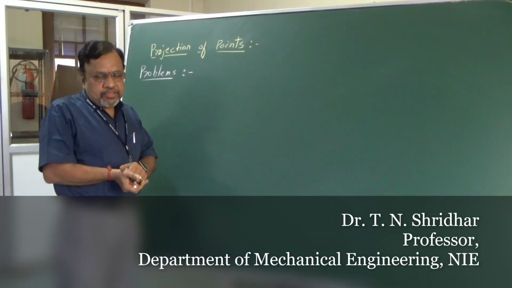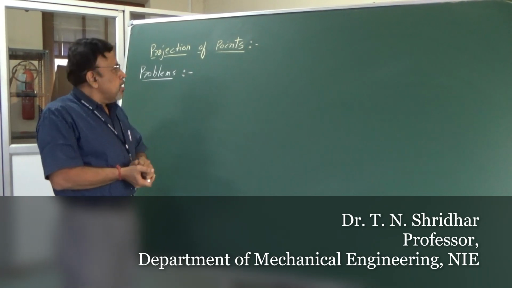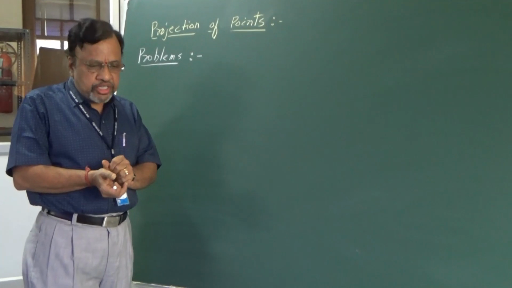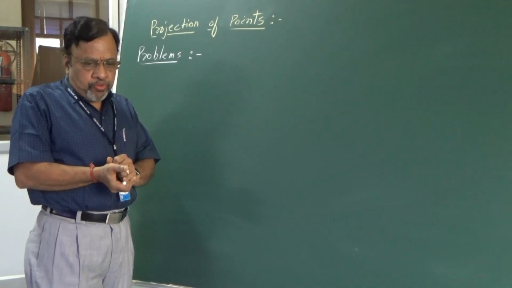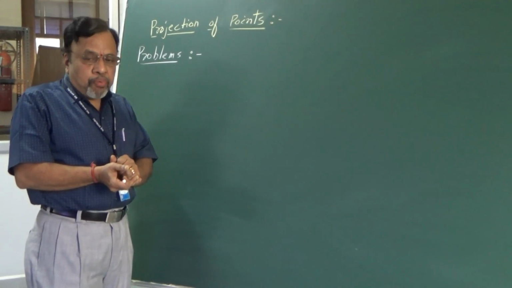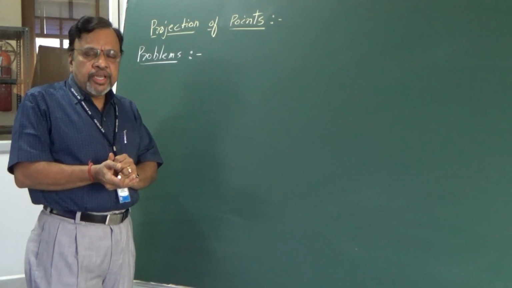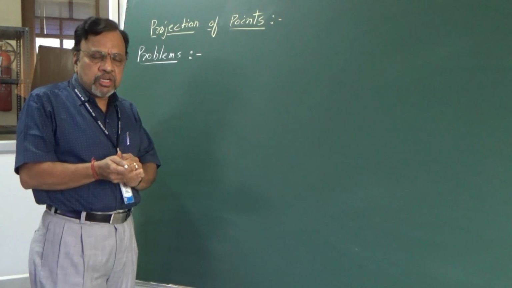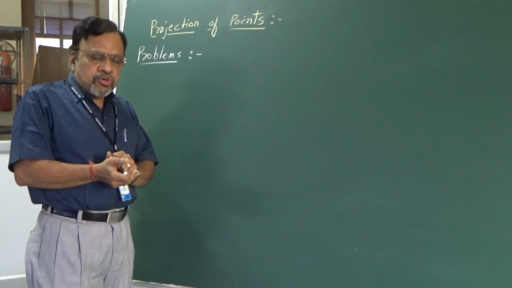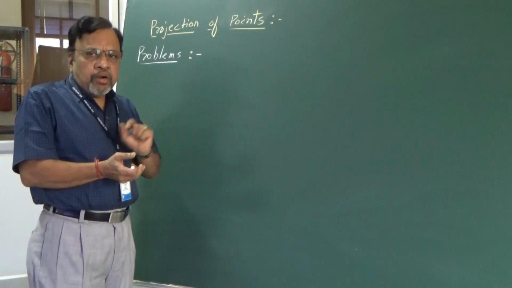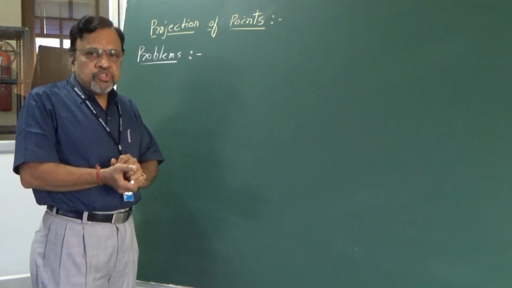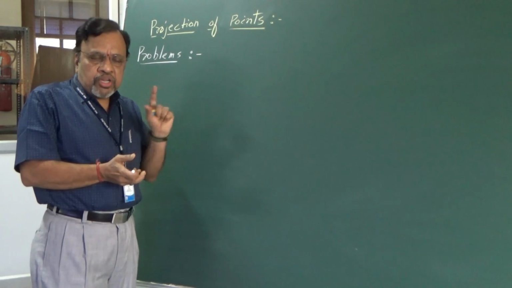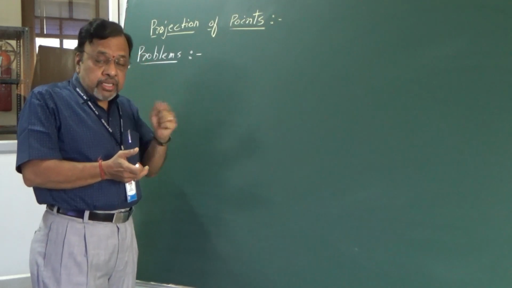In the previous session, we have just seen the salient points of how to draw the projections of points, and also we have seen that the point may be situated in any one of the four quadrants: first, second, third or fourth quadrant. Depending upon where the point has been situated, the top view and front view of that particular problem will be different.